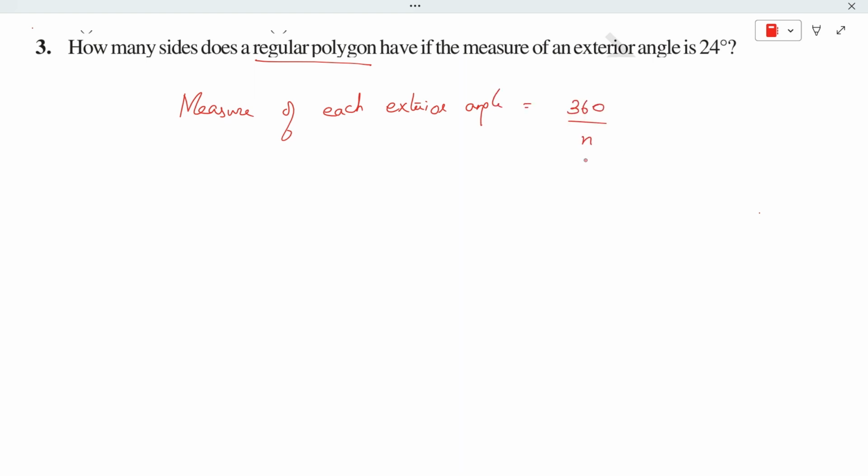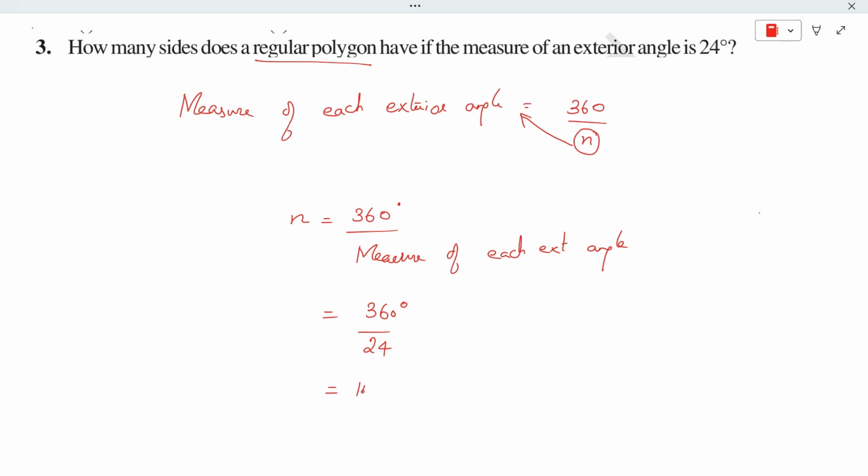N is the number of sides, isn't it? So if I take this formula, because I need to find the number of sides, n is equal to 360 degree by measure of each exterior angle. So what is the measure of each exterior angle which is given in the question? It is 24 degree. So 360 by 24 is going to be 15. So the number of sides are 15. This is what you have to conclude.